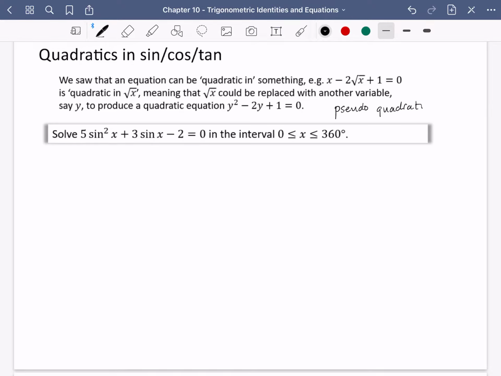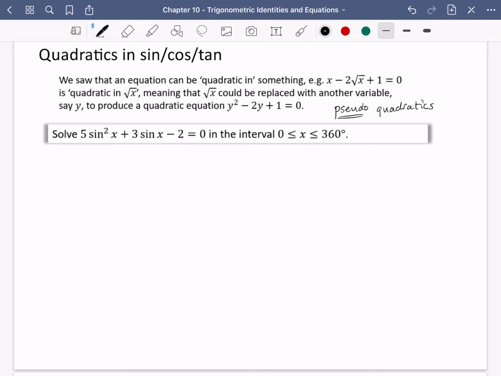And they were pseudo quadratics because they weren't like a traditional one. Pseudo means kind of like a fake version. So they are quadratics, but they're just not the way that they would traditionally look. And actually, we get these pseudo quadratics in either sine, cos, or tan. And we just need to be careful about the way that we might solve these kinds of equations. So hopefully, when you see this equation that we've got written here, 5 sine squared x plus 3 sine x minus 2 equals 0, we can recognize that this is a quadratic.